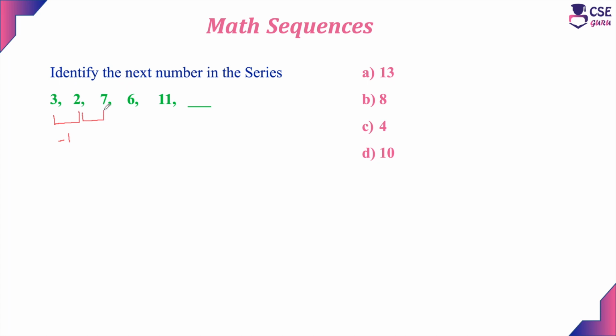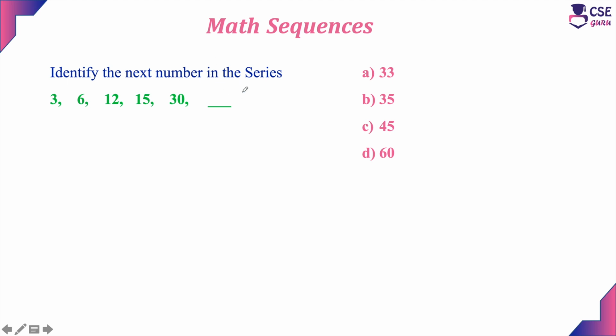And the second and the third term difference: 2 plus 5 is 7. Okay. Next is 7 minus 1, we will get 6. Next is 6 plus 5, in the sense 11. So here it is an alternate pattern, minus 1 and plus 5. Okay, so minus 1 plus 5, minus 1 plus 5. So the next term must be minus 1. So 11 minus 1, we will get 10. So the correct option here is option D, 10.